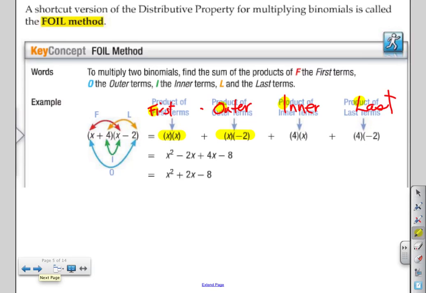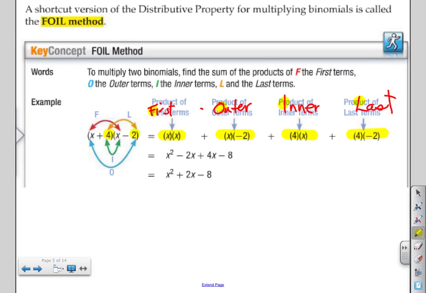Then we're going to multiply the inner terms. 4 and x are the ones that are inside. We'll multiply those two together. And then finally, we'll multiply the last terms. The 4 is the last term of the first binomial, -2 is the last term of the second. And then we multiply those together. All right? First, outer, inner, last. FOIL.